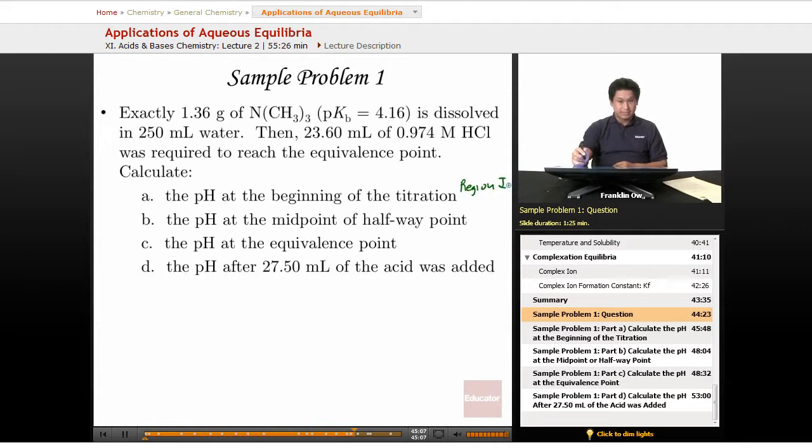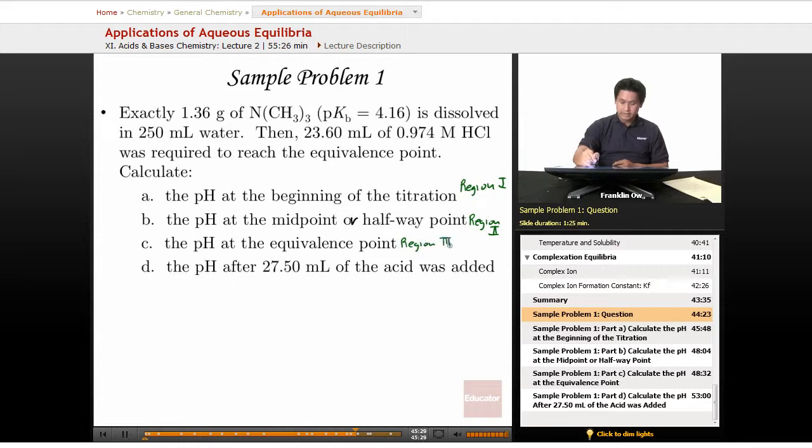The pH at the midpoint, or halfway point. Sorry about that. This should read "or." And because we're at the halfway point, everybody, this is going to be region 2. The pH at the equivalence point, which is region 3.